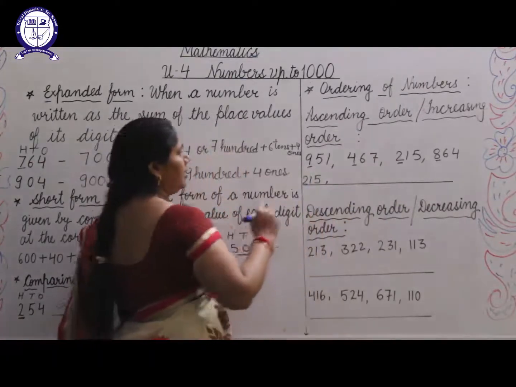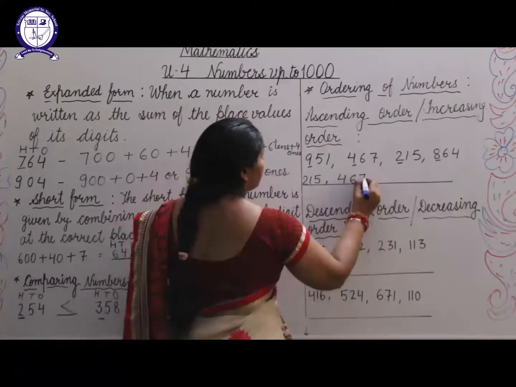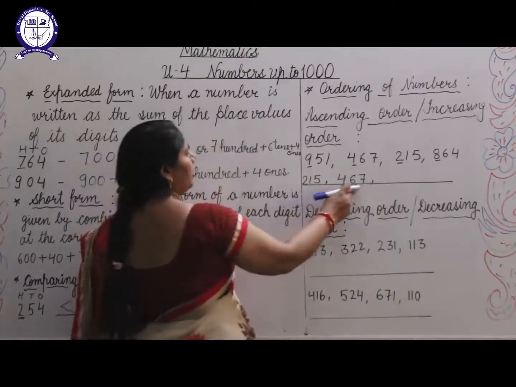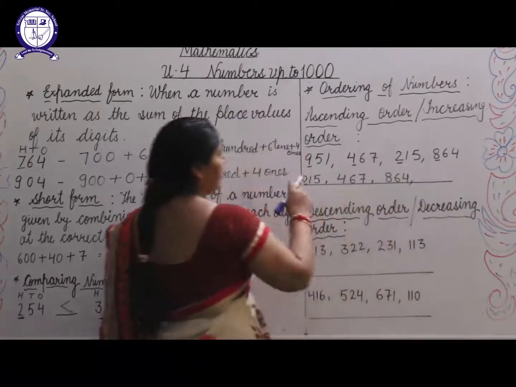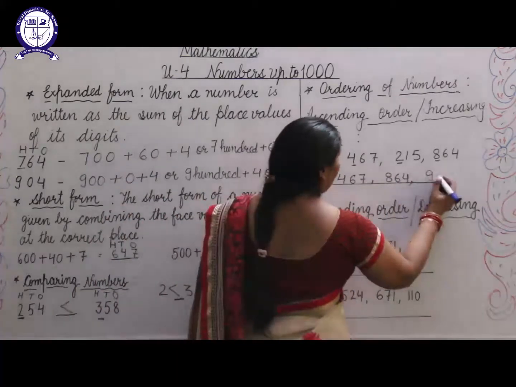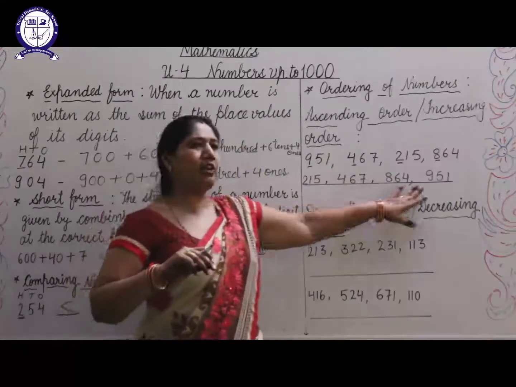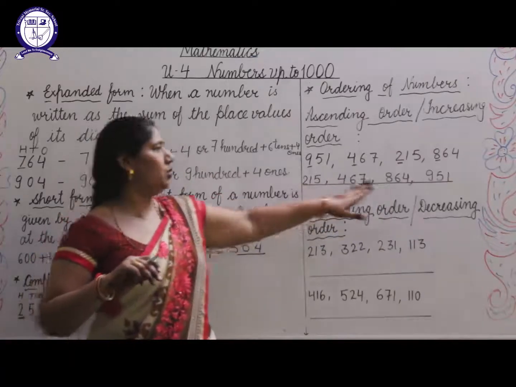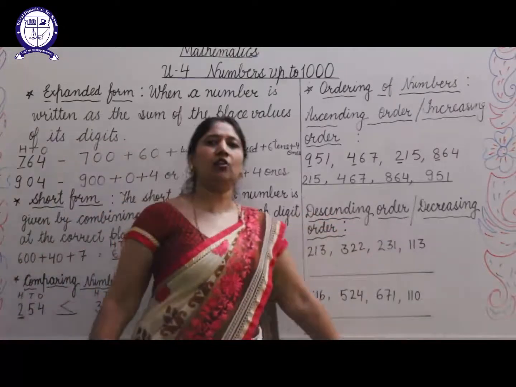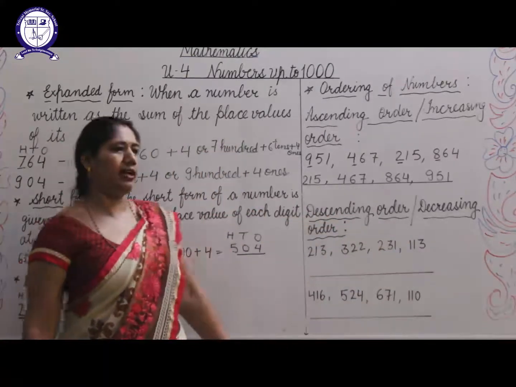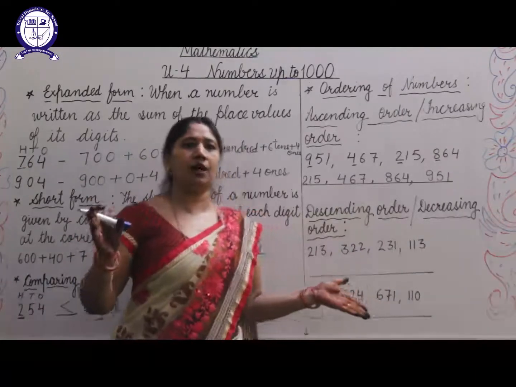Then greater than 215 is 467. Greater number than 467 is 864. And the greatest number is 951. So students, we have to arrange these numbers into the ascending order, from smallest number to the greatest number. Come to the next, descending order. Descending order is also called the decreasing order. That is written from the largest number to the smallest number.